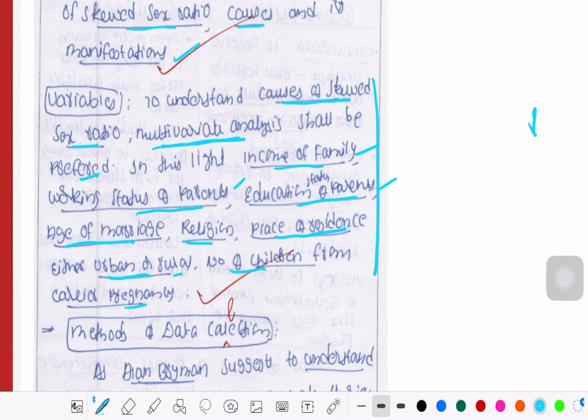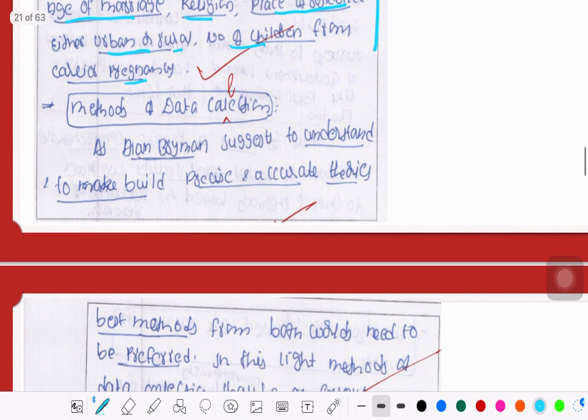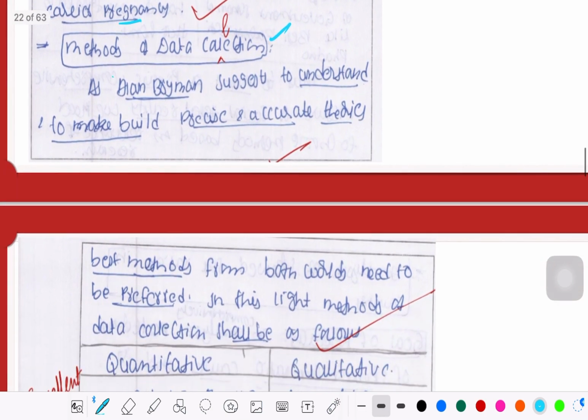See how widely we are interpreting this one. Okay, many variables we have taken. Next, methods of data collection. Okay, as Alan Raymond, in chapter 3. Alan Raymond is one of the important thinkers.